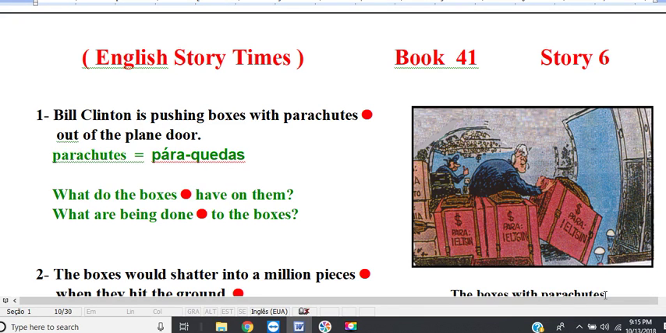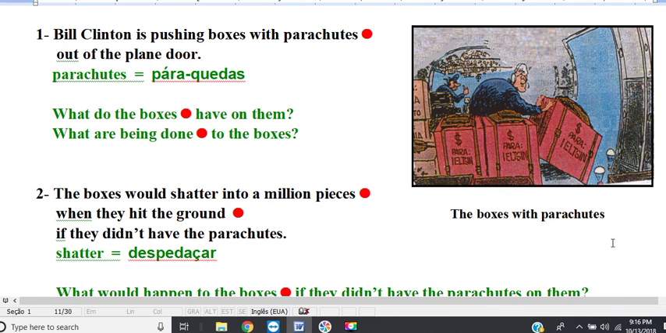English Story Times, Book 41, Story 6. The Boxes with Parachutes.